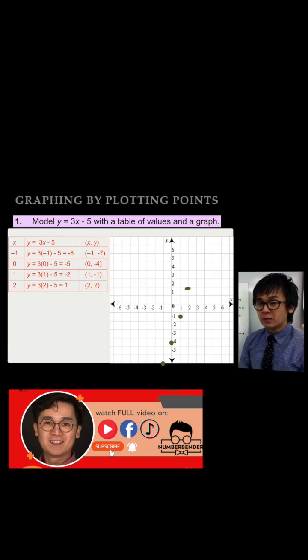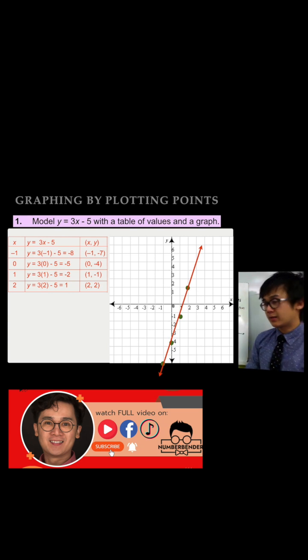Now this time our points show a straight line. If we connect the dots, we know that y equals 3x minus 5 will be represented by the graph of a function like this one. So it's a straight line using this method. And that is how we use the modeling technique or method in plotting points or finding the graph of our equation.